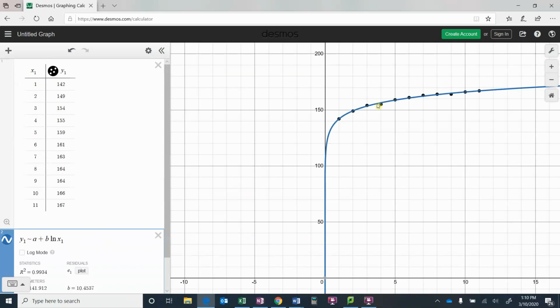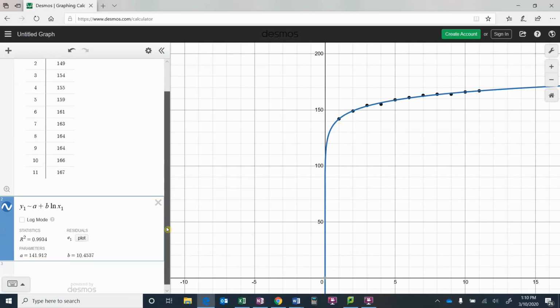So we've got the equation in there. It's plotted the graph, which looks pretty good. It's going through those points pretty well, so I'm happy with that. Let's see what it gave us for the equation. It says A should be 141.912. That's that number, and B should be that number.